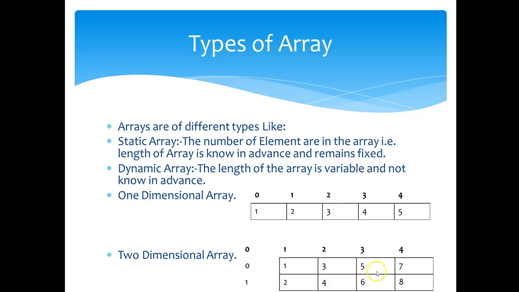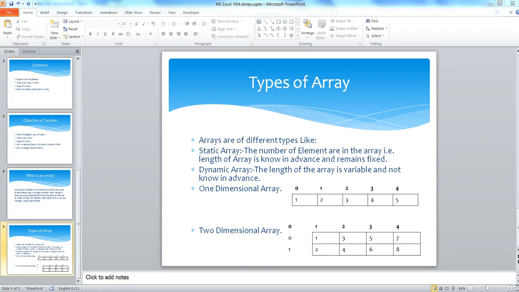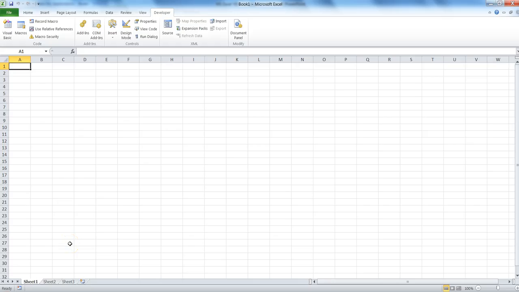Like you can see here, this table shows that the two-dimensional array has 4 columns and 2 rows, meaning it is going to hold 4 into 2, that is 8 elements. You will see more while I explain practically. I will be showing you demos practically, then you will understand more about one-dimensional and two-dimensional arrays. Now we will go to the Excel workbook and do the demo for static and dynamic arrays.